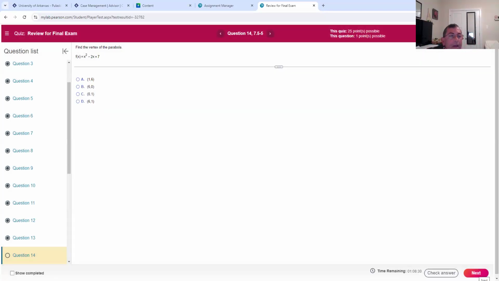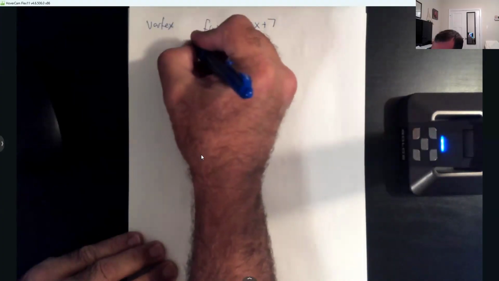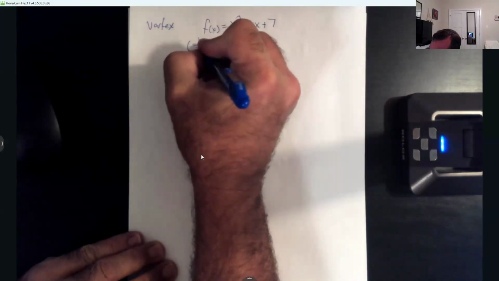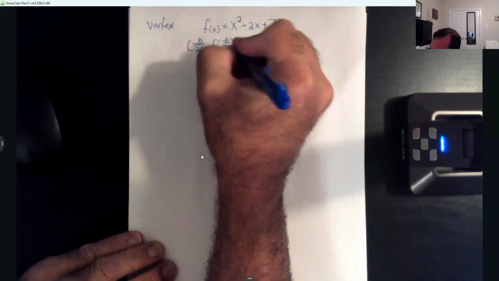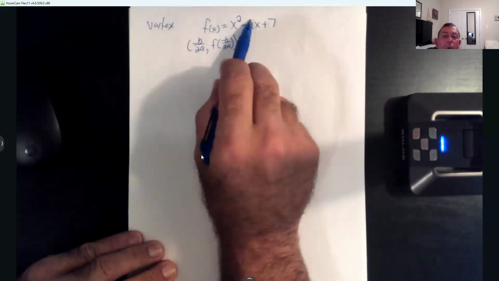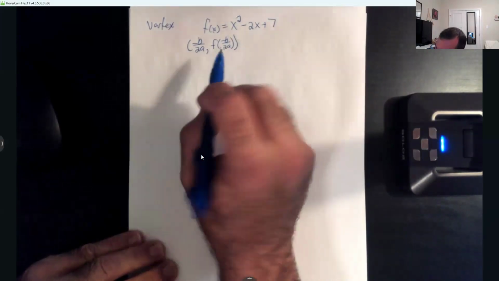All right, let me see. Find the vertex. And let me get my function. My function is f of x equals x squared minus 2x plus 7. All right, so I'm going to work that in by hand. So the vertex formula was negative b over 2a, and then f of negative b over 2a. So we find the x value, plug it in, and get the y value, okay?